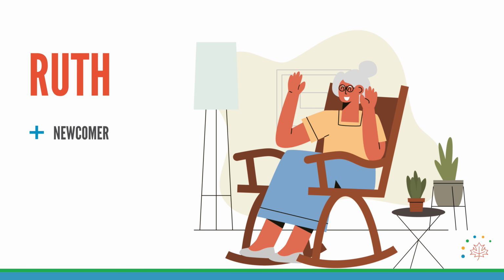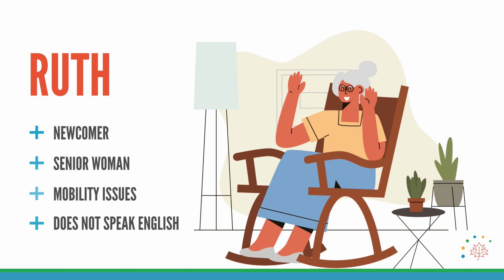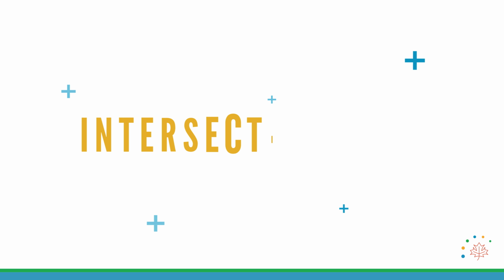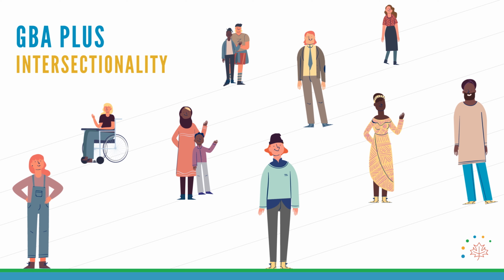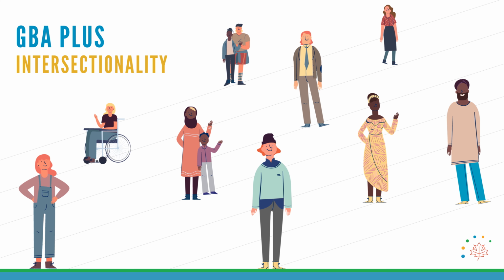Let's illustrate GBA Plus with an example. Meet Ruth, a newcomer who is a senior, a woman, a person with mobility and physical impairments, and who is a non-English speaker. Do you think these identity factors affect how she navigates society? The answer is yes. And when we combine Ruth's multiple identity factors, they form something called intersectionality. The combination of identity factors can sometimes create barriers, making it difficult to access services, programs, and even opportunities.